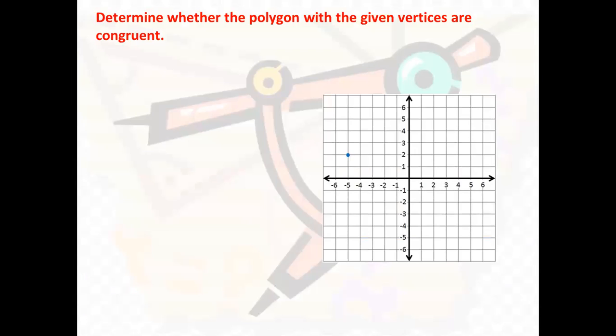Today's video, we will be learning how to determine whether the polygons with the given vertices are congruent. To make it easy, congruent means equal or the same. So is it of the same shape and size? This is what we are going to learn.